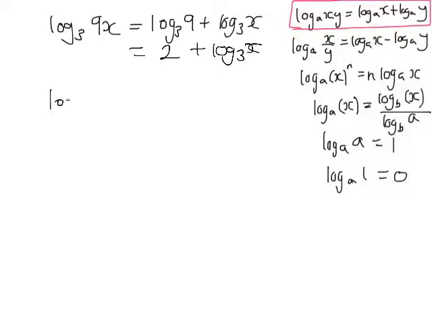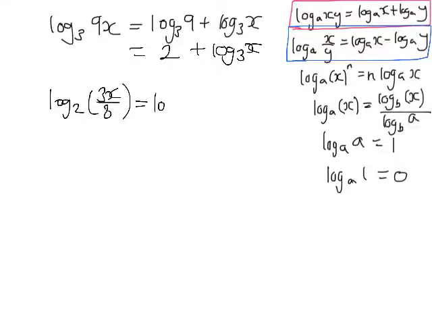Another example is log to the base 2 of 3x divided by 8. For this expression, I'm going to use my second law of logs, and that is log to the base a of x divided by y is log to the base a of x minus log to the base a of y. In this case, my x is 3x and my y is 8. So this becomes log to the base 2 of 3x minus log to the base 2 of 8.